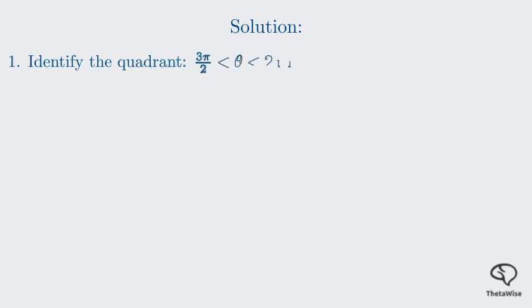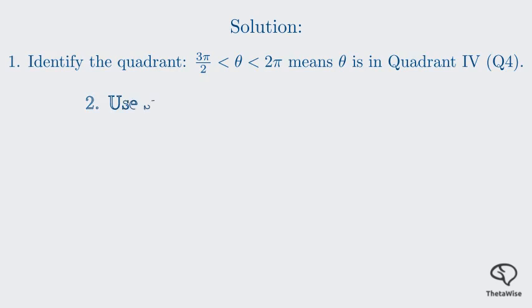Here is the solution. First, the domain 3π/2 to 2π tells us the angle is in quadrant 4. In quadrant 4, cosine is positive and sine is negative. This is a crucial first step. Next, we use the identity sin θ equals -3 cos θ to substitute for sin θ in the Pythagorean identity.